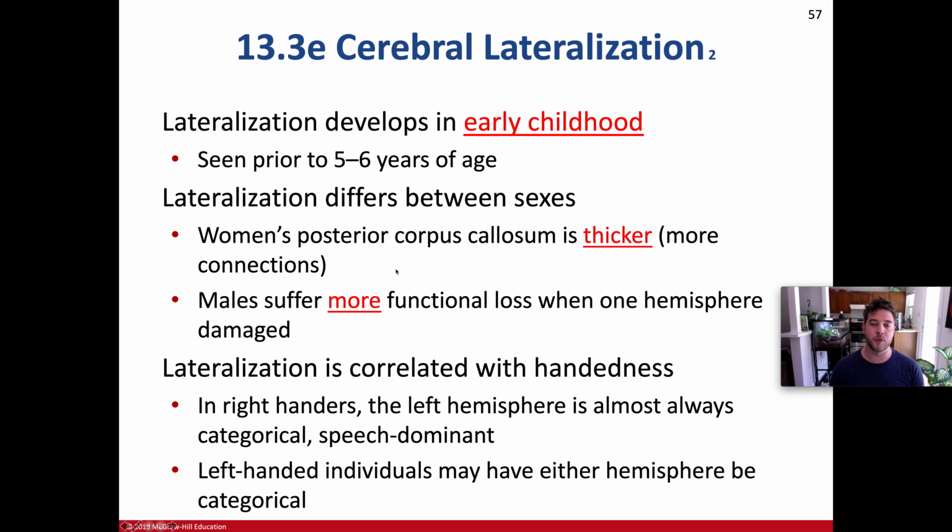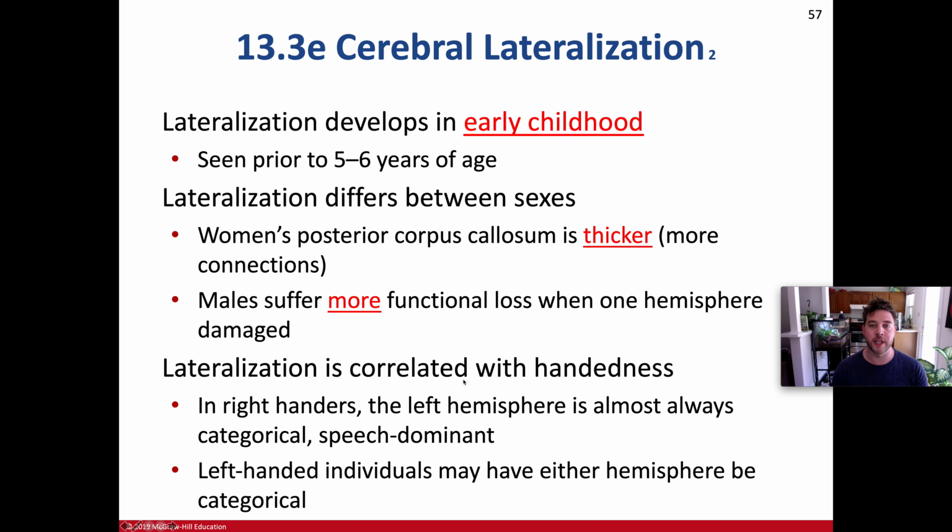So the women's corpus callosum tends to be a little bit thicker, so it has more axons connecting the two sides. Males tend to suffer more functional loss when one hemisphere is damaged. Because we don't have as strong of a corpus callosum, we don't have as strong of connections between the two sides, we have to have that to function better.